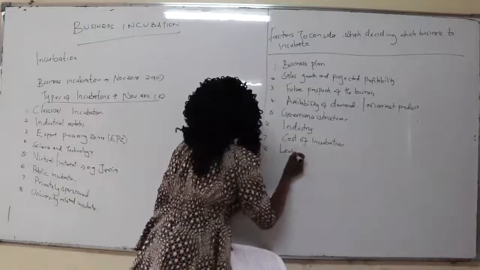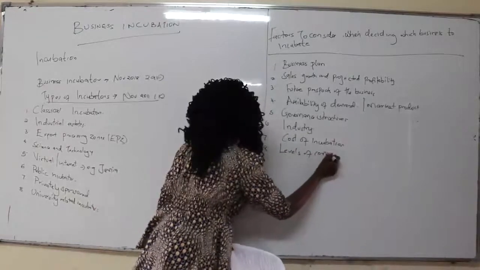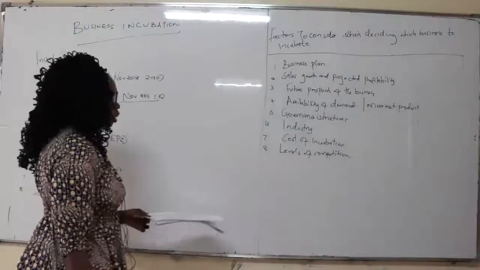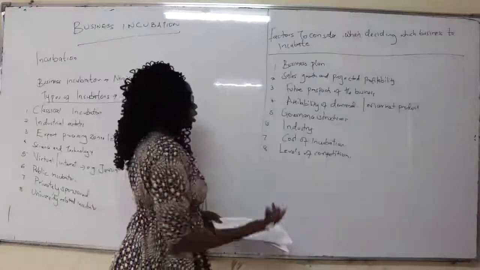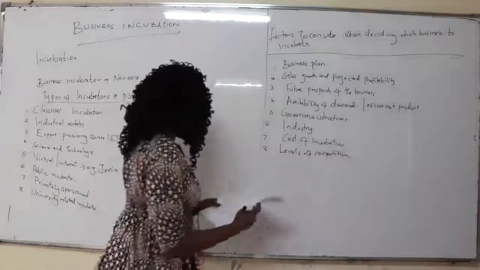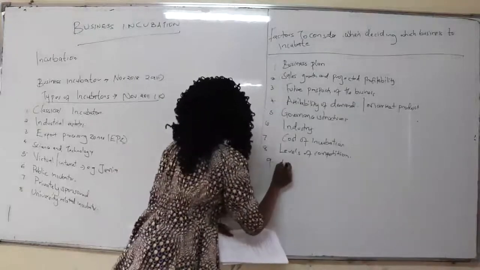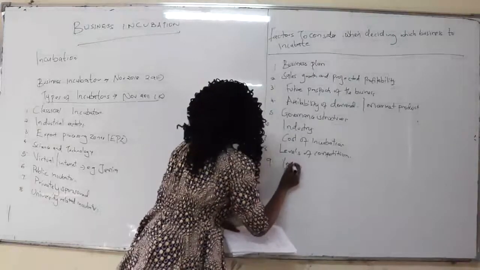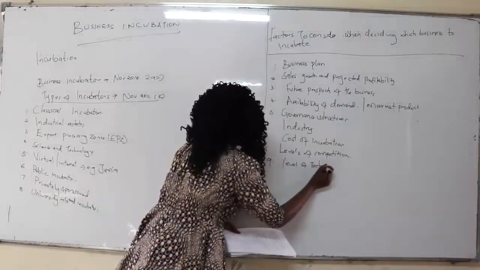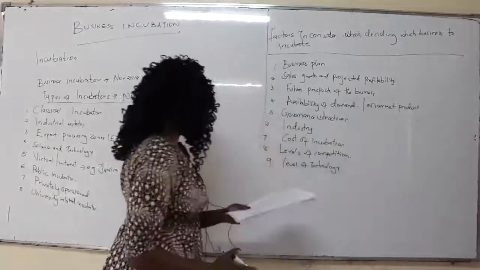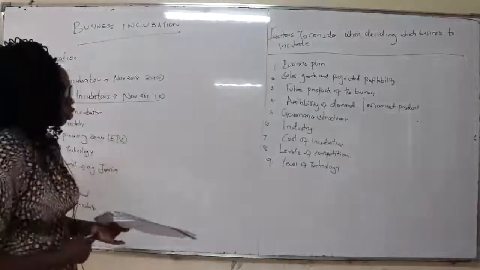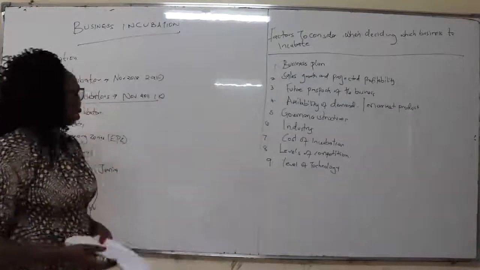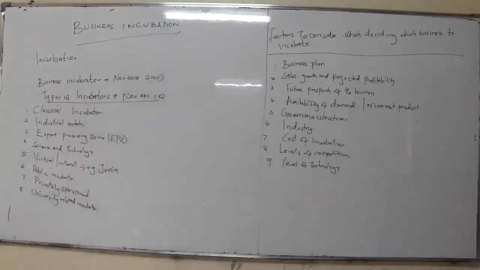Also consider the levels of competition. If the competition is high, you have to consider ways in which you can make your product different from the rest of the competitors in the market. Also, you need to consider the nature or the level of technology. When you talk of the level of technology, you need to consider the level of technology which you are going to employ in the business. Those are some of the factors which you need to consider before you decide which business to incubate.